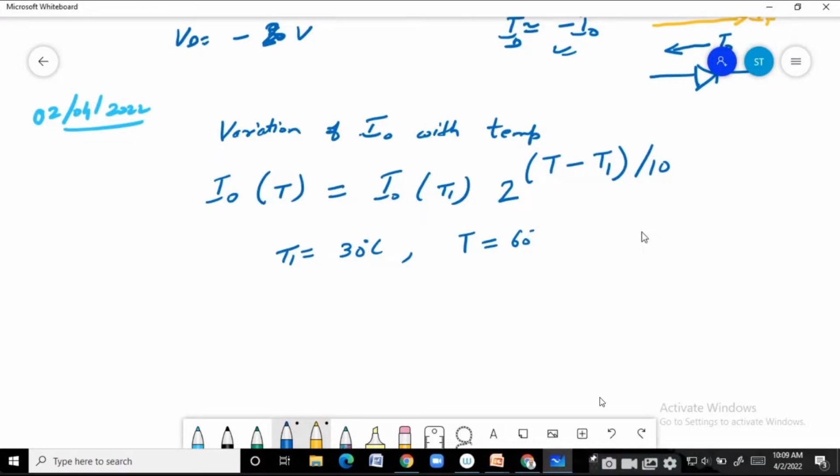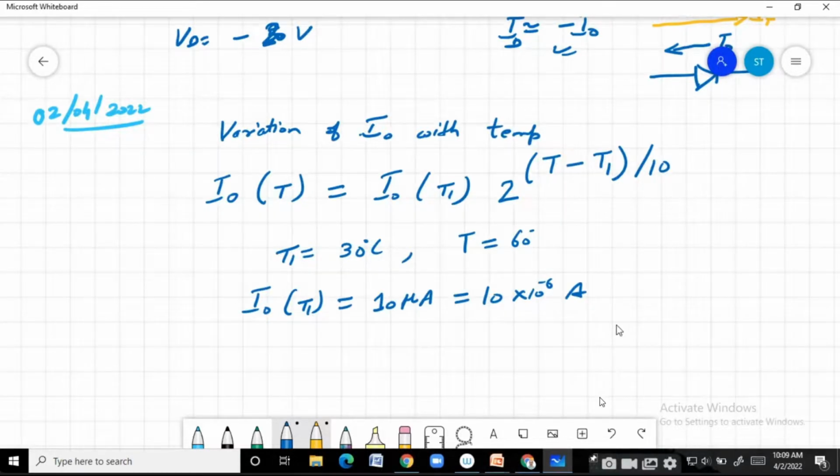So you substitute here. Suppose I naught at T1, that is the reverse saturation current at temperature T1, is 10 microamperes, which is written as 10 raised to minus 6 ampere. If the current at temperature T1, that is 30 degrees centigrade, is 10 microampere, then you want to find the reverse saturation current at a new temperature, which is 60 degrees centigrade.